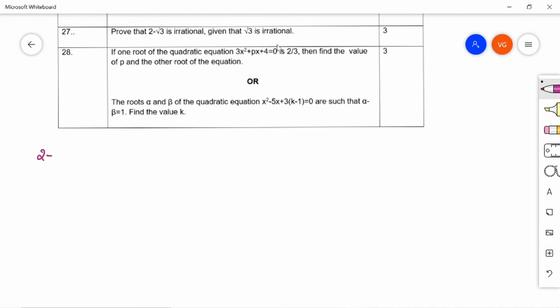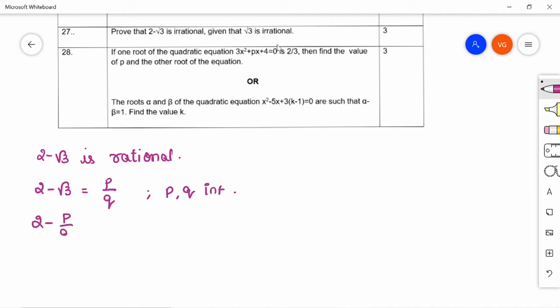First, assume 2 minus root 3 is a rational number. So if you are assuming it's a rational number, it can be expressed in the form of P by Q, where P and Q are integers, right? So that is by definition of a rational number. This I am writing as 2 minus P by Q is equal to root 3. That is, I am bringing this P by Q onto the left hand side and root 3 to my right hand side. Now I am taking LCM: 2Q minus P by Q is equal to root 3.